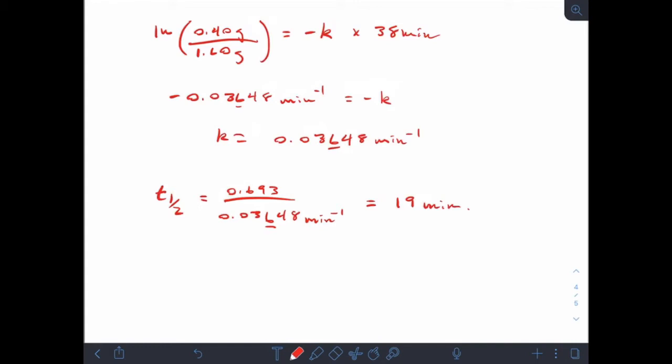Okay, so this is how we can go about figuring this out. So let's think about the information that we have. So we start with 1.6 grams. Half of that would be 0.8 grams. Okay, and we arrive at that at 19 minutes. Right? At 38 minutes, we should have less than half, which we do. We actually have only a quarter of that material left. Okay, so the answer does make sense.